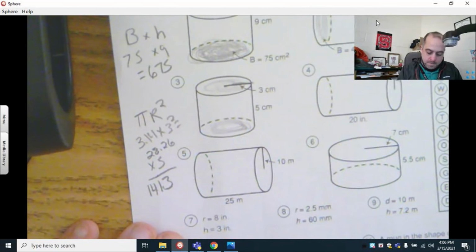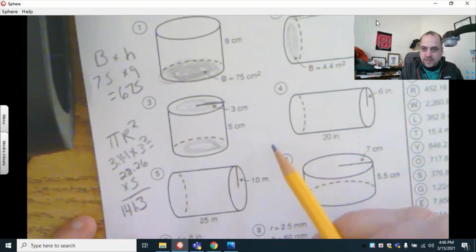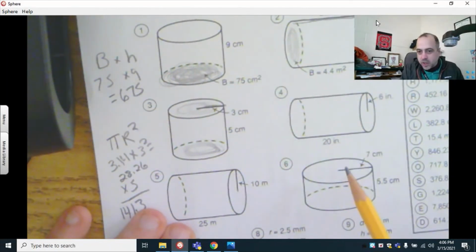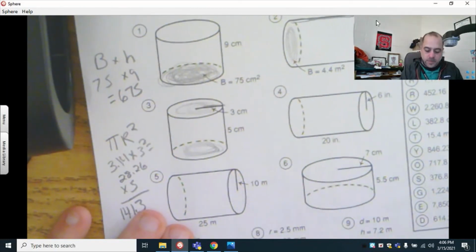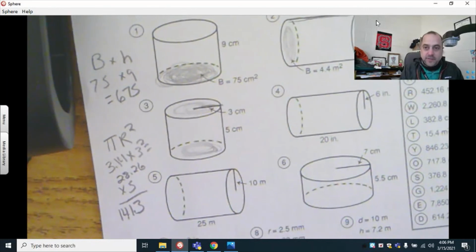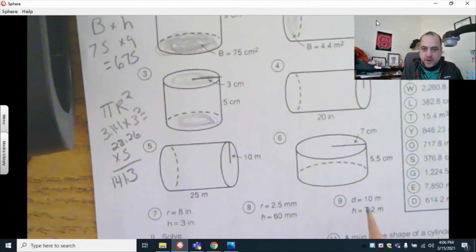Okay? All right. These look like they all give you radiuses. Remember, if it gives you the diameter, if it goes all the way across, you only want half of it. Okay? You only want half of it. You're going to have to do this like on this problem right here.